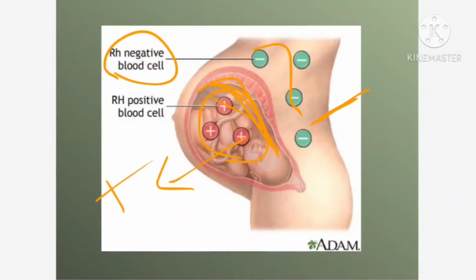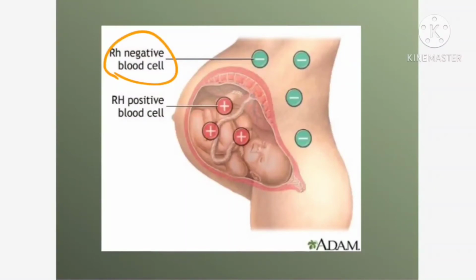Okay. Now, what will happen is that since the placenta is present as a block between the mother as well as the baby, the fetus, the bloods are directly not coming in contact with one another. Okay. So, no problem, when blood is not coming in contact with one another, it is fine. The first baby will be born safe, no problem at all. Now, listen carefully again.